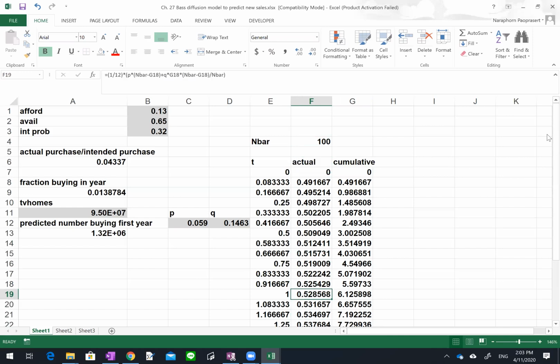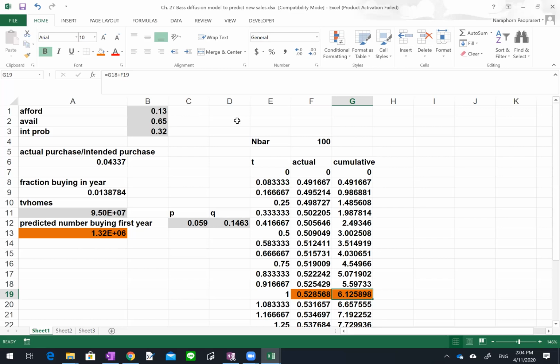So if you take a look at 1 year here, you have estimated that the predicted number of buying in the first year has to be about 1.32 million customers. But now you have estimated it to be 6.125. So this is too much. So we want to make the number in cell G19 to be as close as the number in cell A13.